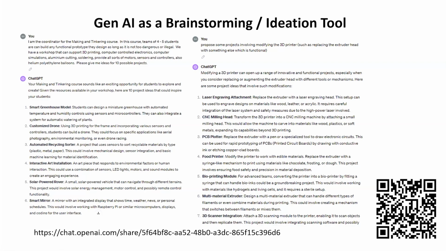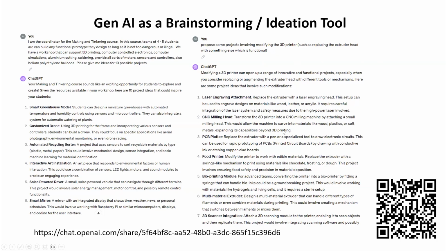So here are just 10 ideas, telling GPT what we have in our workshop, and giving it some guidelines, not too dangerous or illegal, and it came out with 10 ideas. And some of these we have actually done in the past. And I can even be more specific. I want projects involving modifying a 3D printer, such as replacing the extruder head with something that's functional.